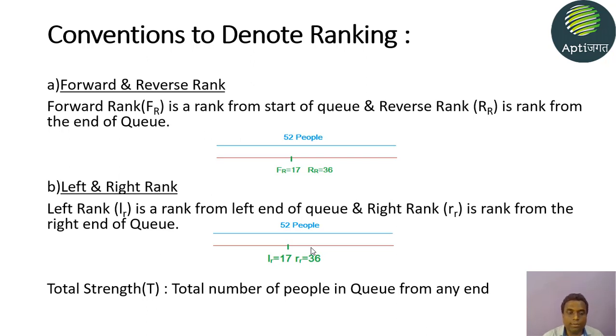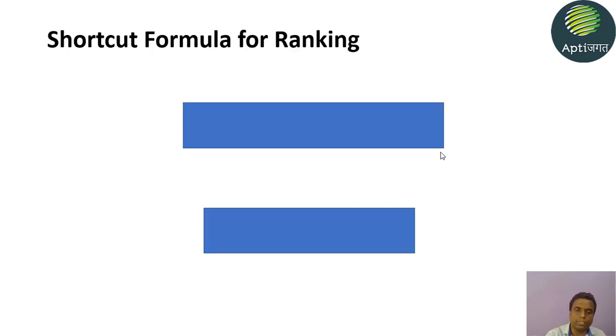Okay, now we will see what total strength is. Total strength is the total number of people in the queue from any end. Here in this queue, what is the total number of people? 52 from any end. If we count from end to start, it will be 52. If we count from start to end, it will also be 52. So the total strength of the queue remains constant, wherever we consider the end of the queue. Ranks may change, but total strength will remain constant.